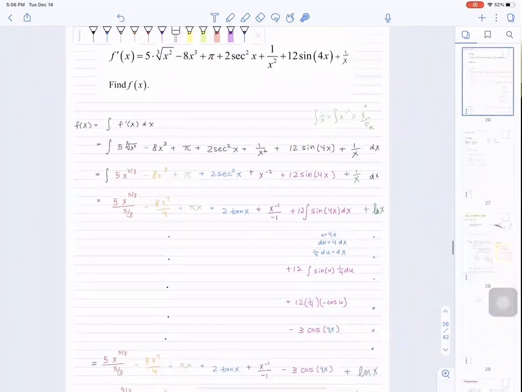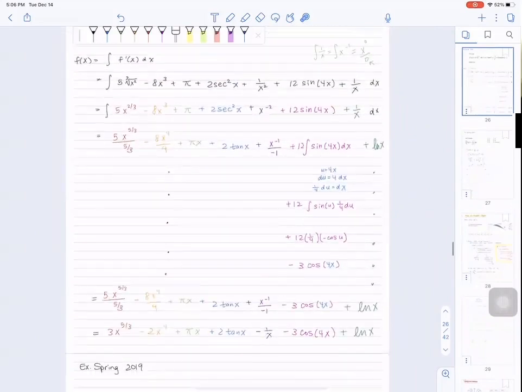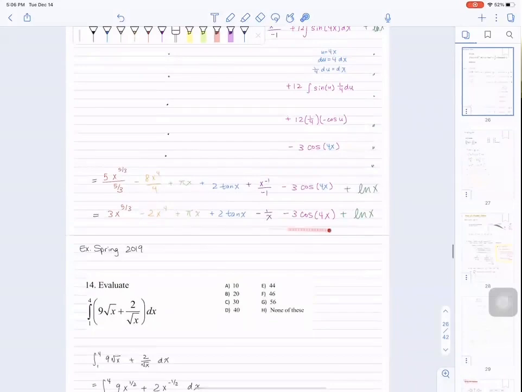Okay, so you can work out all of these and see. I will post these notes later, but you can work them out and you'll get the final answer.